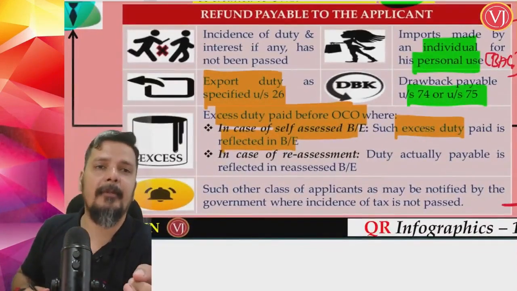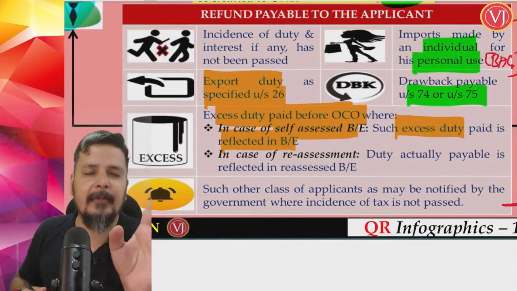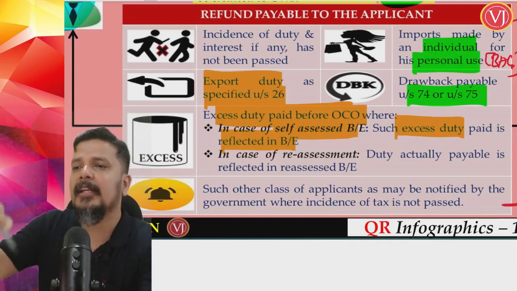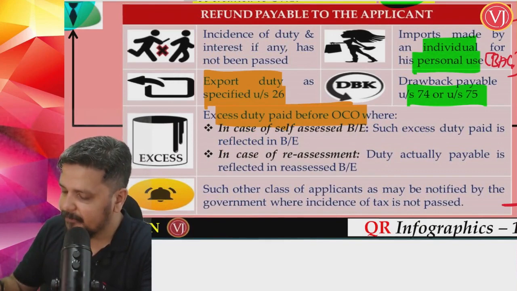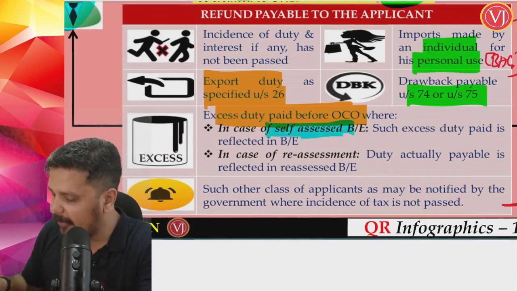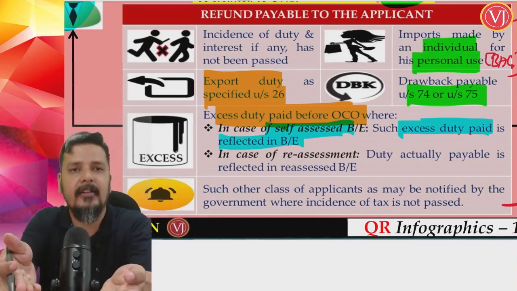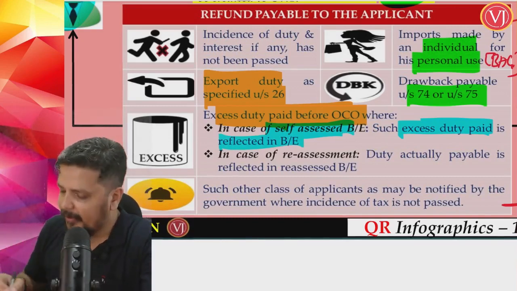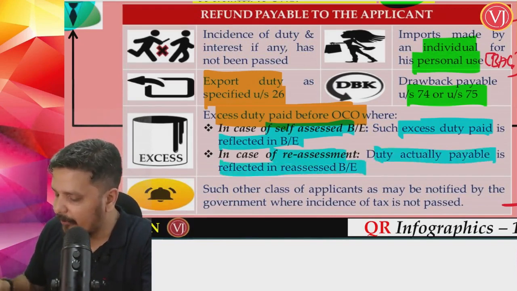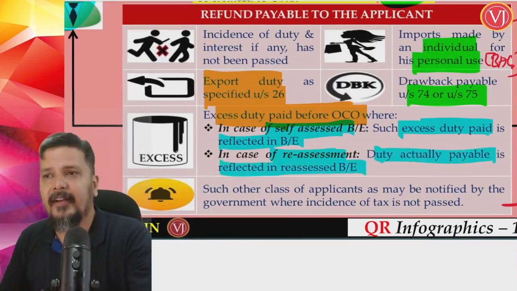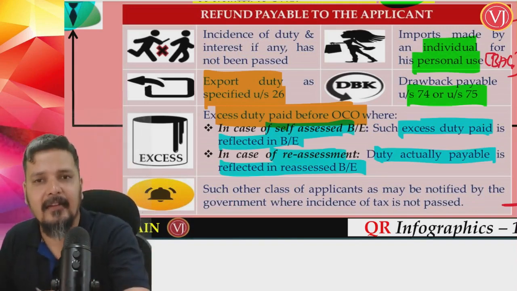There are two types of bill of entry: self-assessed bill of entry and reassessed bill of entry. Normally it will be a self-assessed bill of entry. If the officer has doubt, he will reassess the bill of entry. In case of self-assessment, that excess duty paid is reflected in your own bill of entry. In case of reassessment, the excess duty paid is reflected in your reassessed bill of entry, which means the reassessed bill of entry shows 1 lakh, but you have paid 10 lakhs.